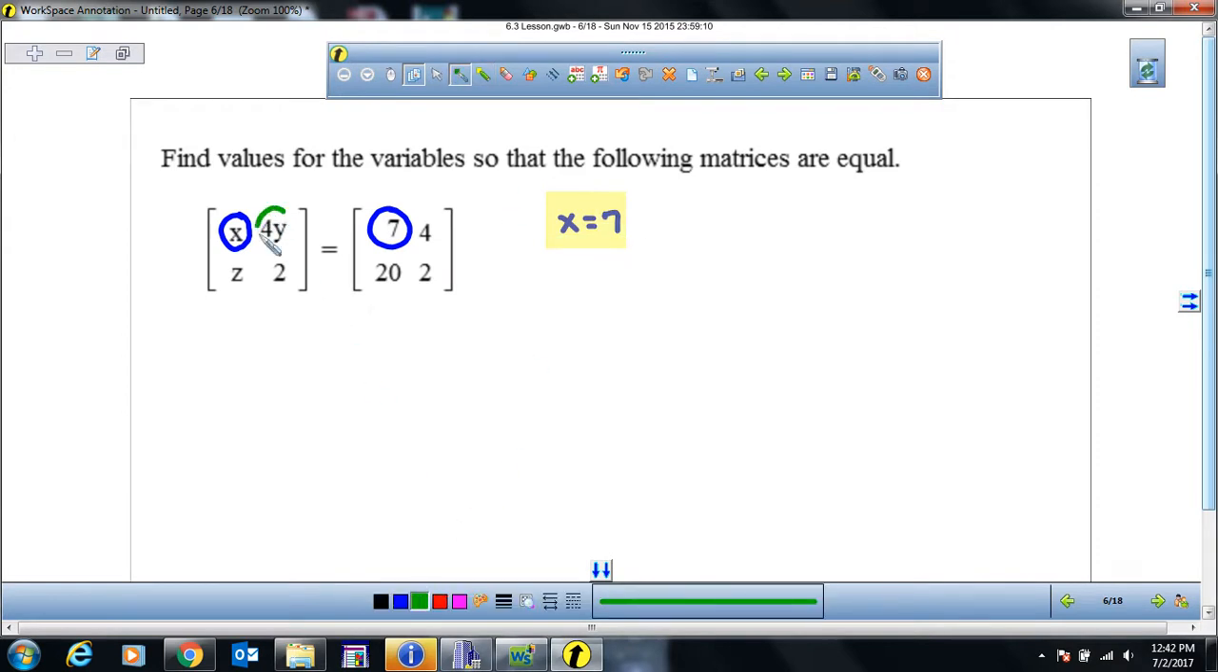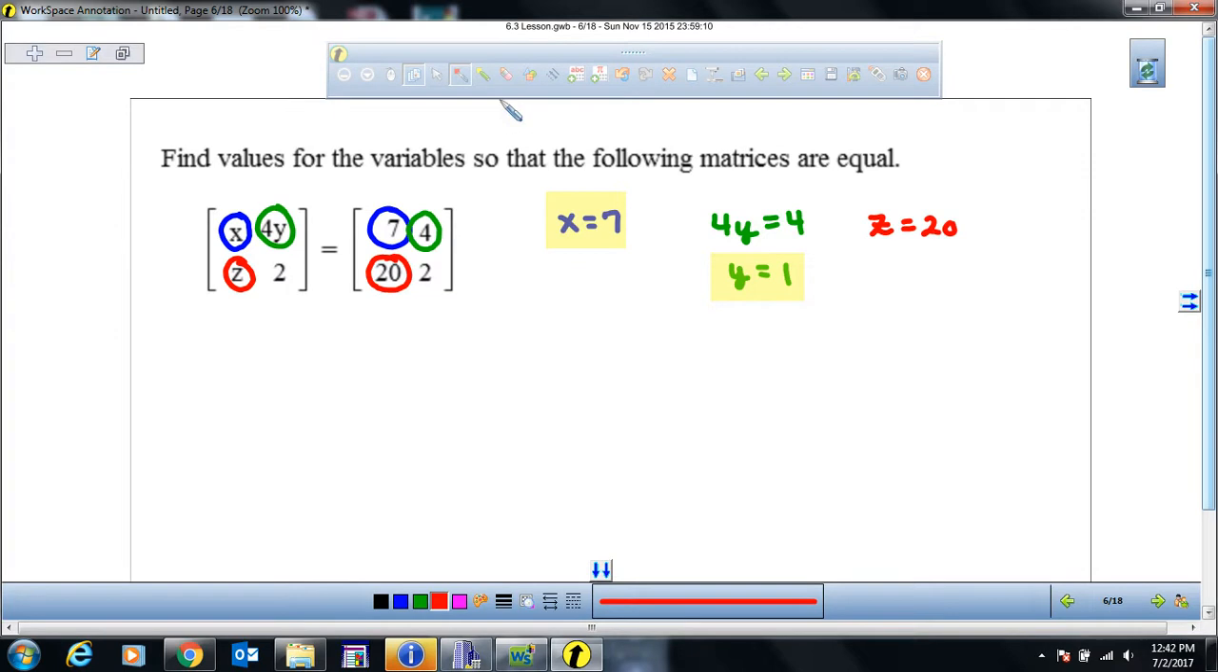Now, we know that this 4y must equal 4. But if 4y must be equal to 4, then that means that y must be equal to 1, because if I divide both sides by 4, I'm going to get y equals 1. And last but not least, z must be equal to 20. So z must be equal to 20. And those are the three values of x, y, and z for which these two matrices will be equal to each other. Now these two are already equal. 2 equals 2.